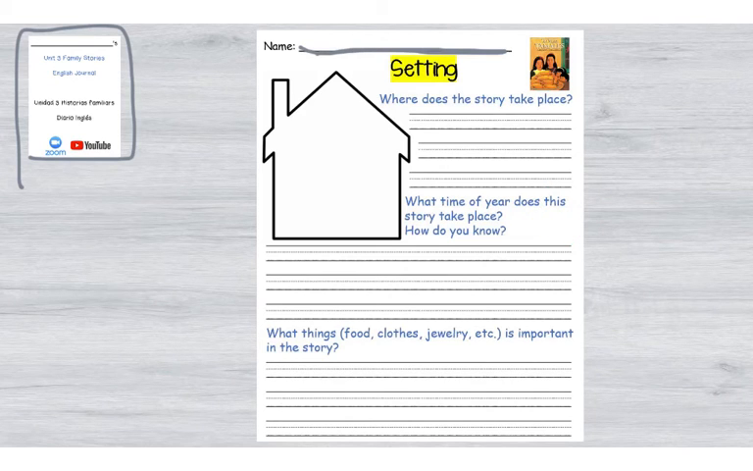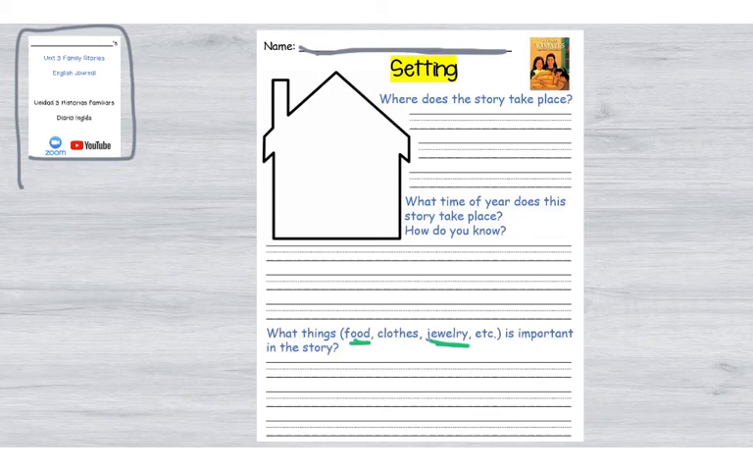And the last question, what things, food, clothes, jewelry, etc., are important in the story? There are two things that are very important to the story. And I'll give you two hints. One is food and one is jewelry. And it goes together as to why they're important.